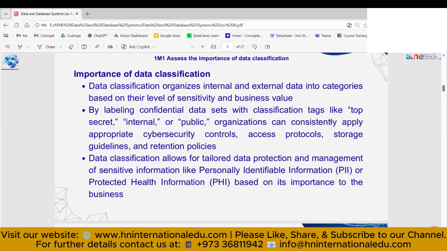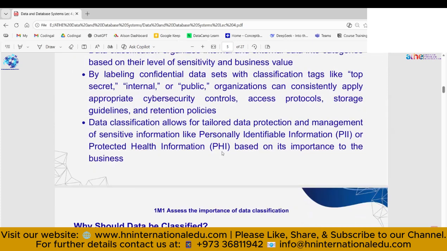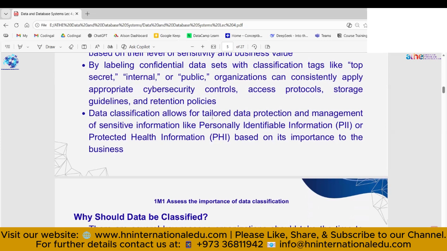So organizations can consistently apply appropriate cybersecurity controls, like security controls, access protocols, meaning who is going to have how much access and who is not going to have access, storage guidelines and retention policies. So data classification allows for tailored data protection. If we classify the data into categories, we can protect the data and manage it better.